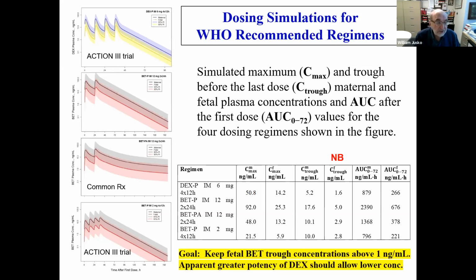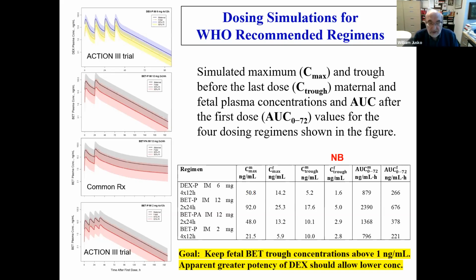So there's something called the Action 3 trial, a World Health Organization sponsored clinical trial. And what you see at the top is their utilization of dex phosphate, IM, 4 doses, the higher dose. And then at the very bottom, 2 milligrams, 4 doses every 12 hours. So what's shown at the bottom is with betamethasone. It's sort of a more minimalistic approach in terms of therapy, trying to get down to the lowest dose that will be effective and not have adverse effects.